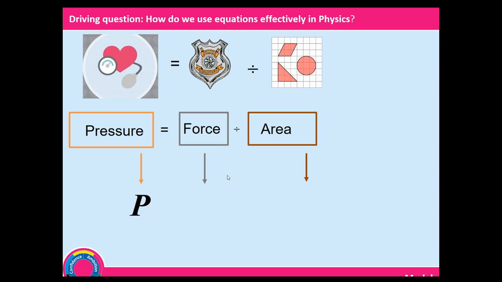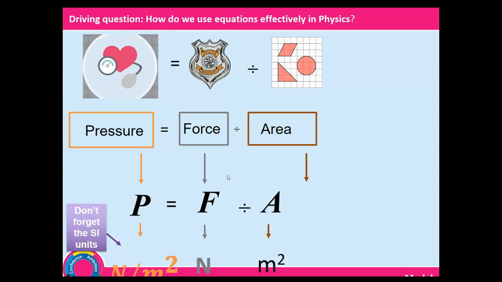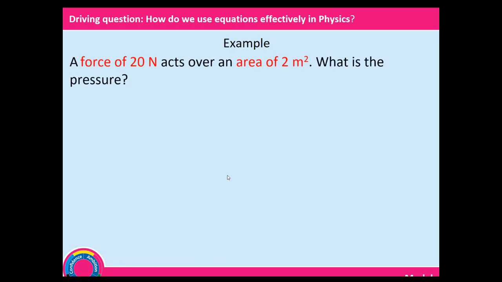Pressure is normally represented by the letter P. Force is F, and area we use A. The unit of pressure is newton per meter squared. The unit for force is newtons, and for area is meters squared. Right, so let's look at an example. A force of 20 newtons acts over an area of 2 meters squared. What is the pressure?